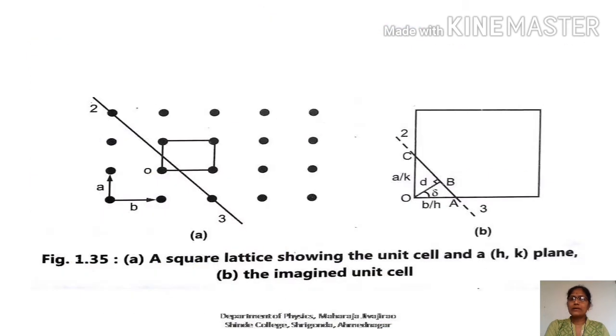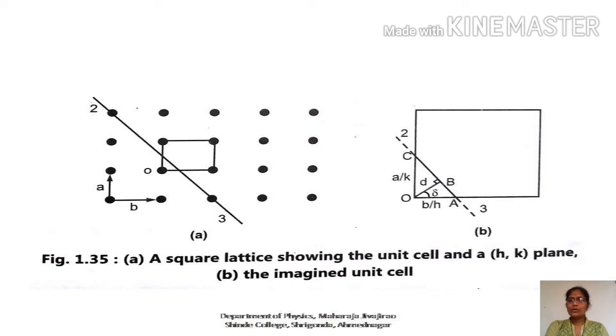In order to understand this, consider this two-dimensional square lattice. Along X, the length is given as B, and along Y, the length is given as A. Now we have selected a point O as the origin, and from this O you have to draw perpendiculars to the number of planes available. Suppose d is the interplanar distance, that is, the distance between two parallel planes.